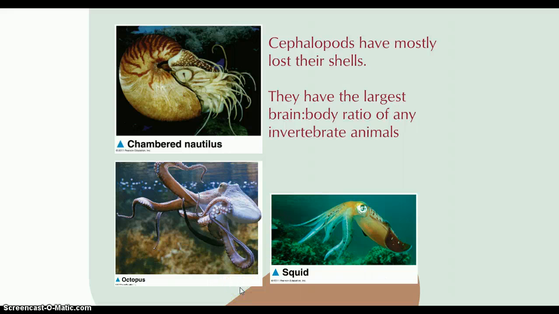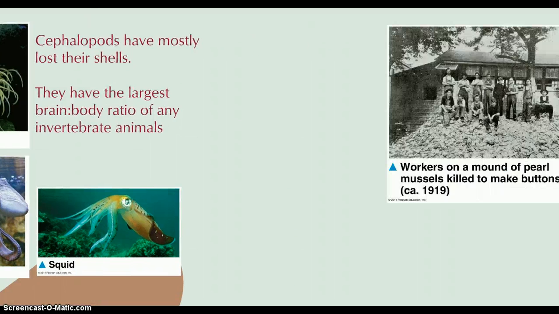Now, their shells are either internal or completely lacking. These organisms, though, are very bright predators. They can solve simple problems and are quite adept at hiding from and attacking prey, which makes sense that they need to be intelligent because they lack much of the protection of the other mollusks that have shells. So they need to be quick and smart to evade predators and capture prey.